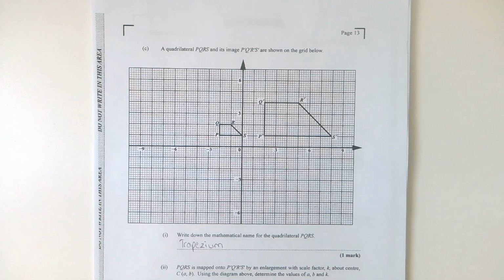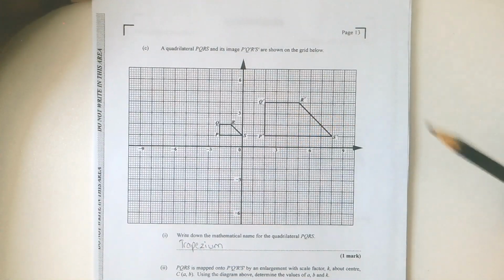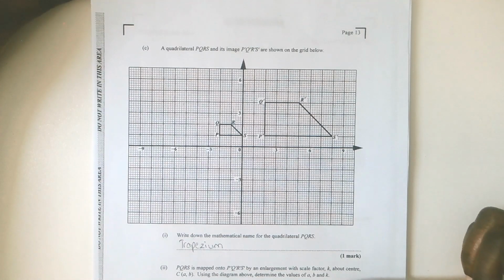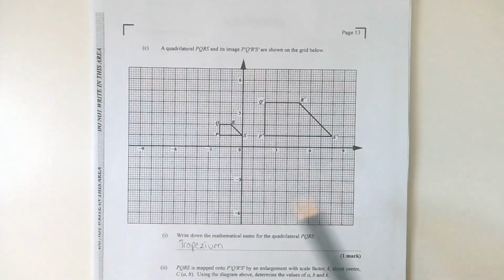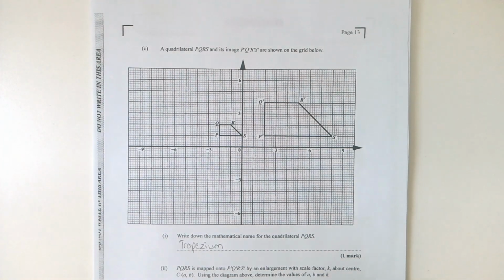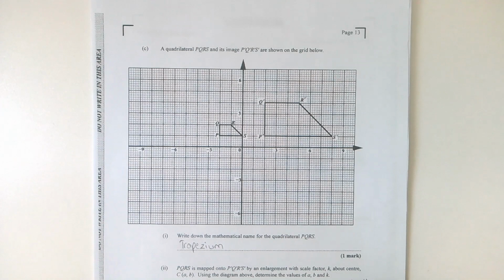Part 2, PQRS is mapped onto P dash Q dash R dash S dash by an enlargement with scale factor K about center C. So we have an unknown center C. Using the diagram above, determine the values A, B, and K. So we need to find that scale factor where our center of enlargement really is. So to find that K, it's going to be our image length divided by our original length.